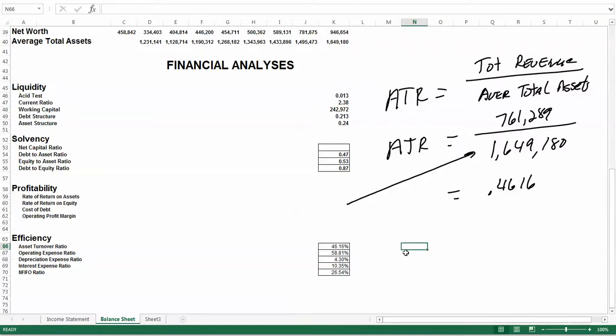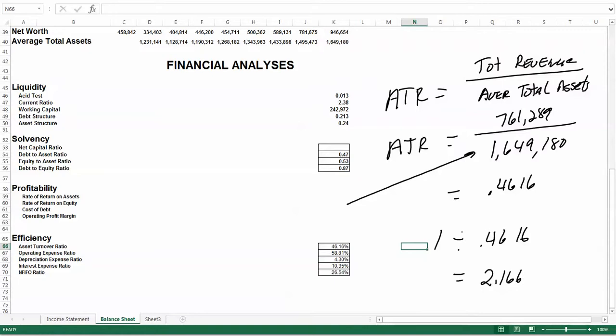Now here's where students sometimes get confused. If 46.16% of the total asset value was in revenue, then how long would it actually take a business to generate revenue equal to the total assets? So what you could do is simply take 1 and divide it by 0.4616, and that's equal to 2.166. So what does that say?